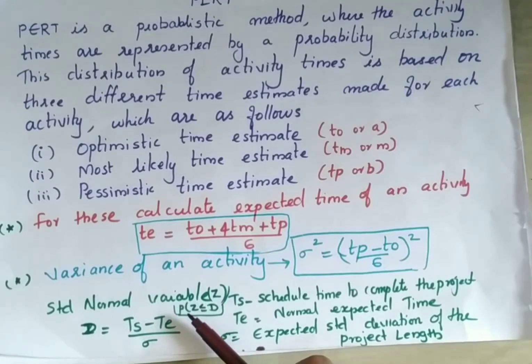But before that we have to know this. The standard normal variable Z you have to get from this formula: P of Z less than or equal to D. Here also you have to find out the D. D means the due time only. To find D, the equation is Ts minus Te divided by sigma.